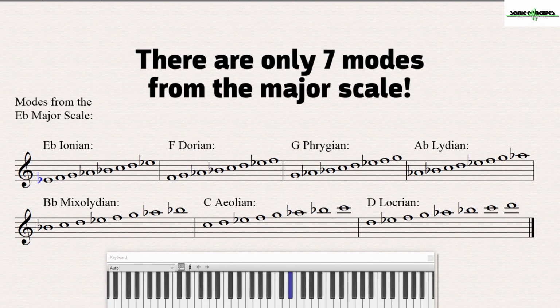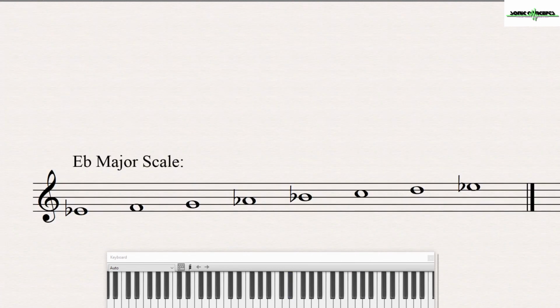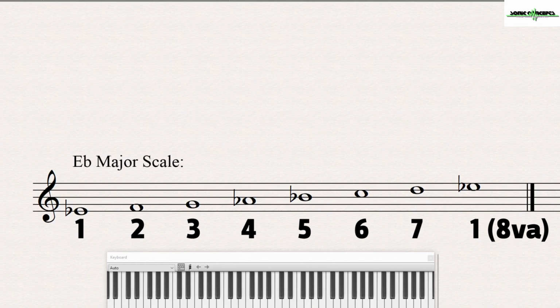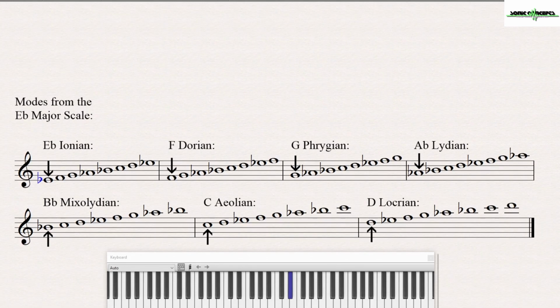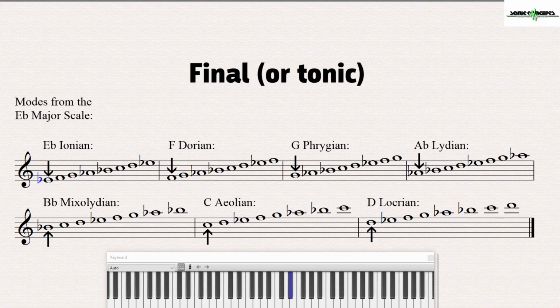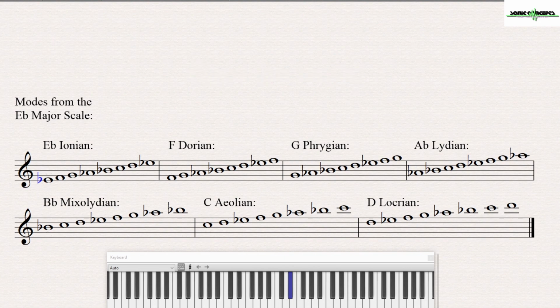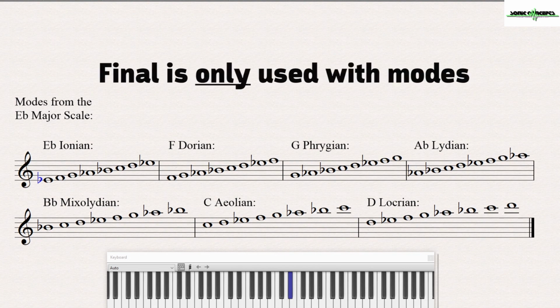Notice there are only 7 modes. This is because a major scale has only 7 different scale degrees. Once you get to the octave, the Ionian mode begins again an octave higher. The first scale degree of a mode is referred to as a final, but can also be called the tonic in the same way you can refer to the first scale degree of the major scale. The term final is only used with modes and is not very common.